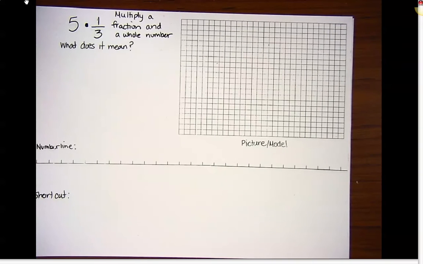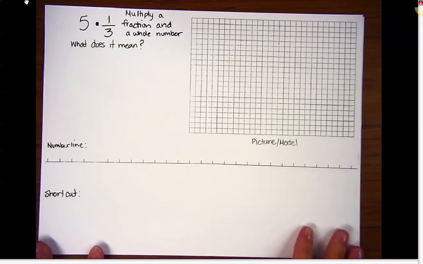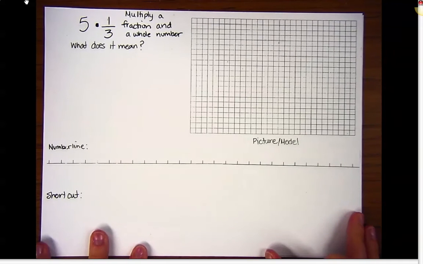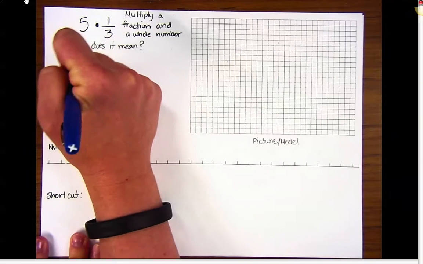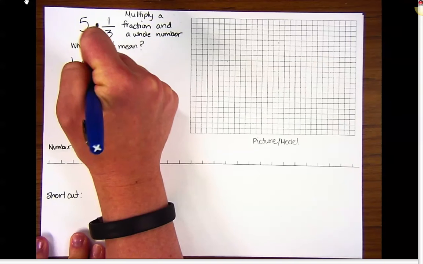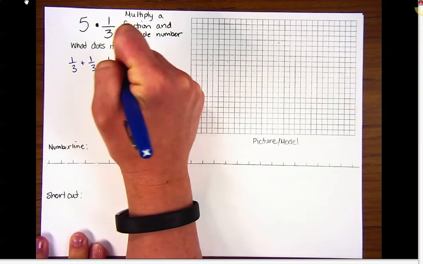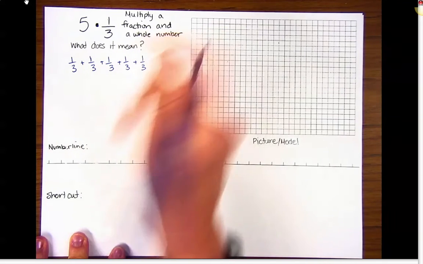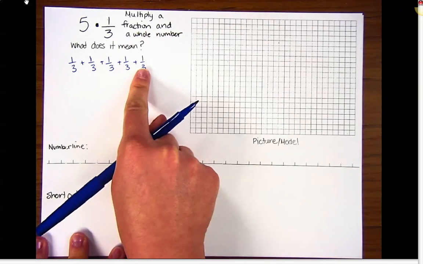The first problem you should have is 5 times 1/3. We're first going to look at what this problem means. Hopefully you remember what multiplication means. Multiplication means repeated addition. So I can rewrite 5 times 1/3 as 1/3 plus 1/3 plus 1/3 plus 1/3 plus 1/3. I have 5 sets of 1/3.